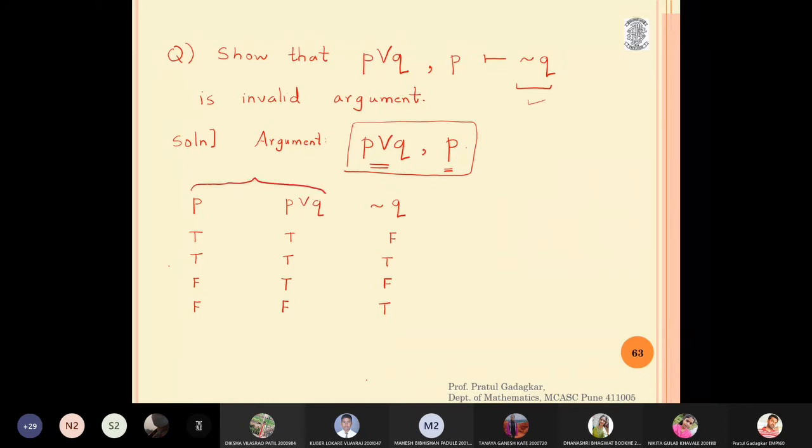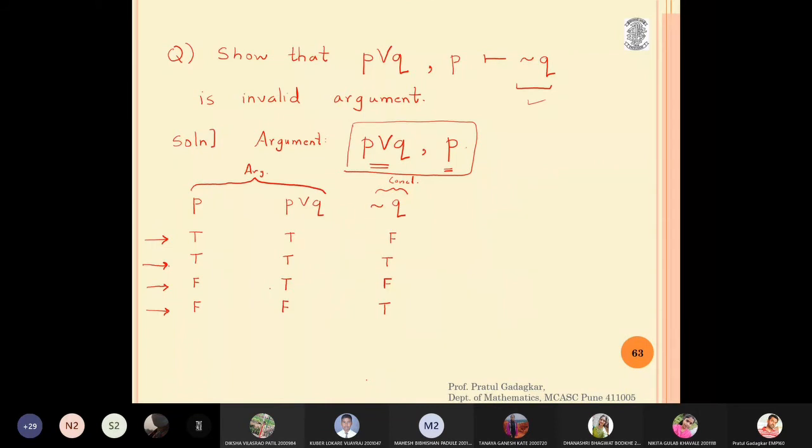This is in the argument. These two are assumptions. And this is what? This is the conclusion. Correct. Now try to find out those rows in the given assumptions where both are true. Are there any rows where both are true?